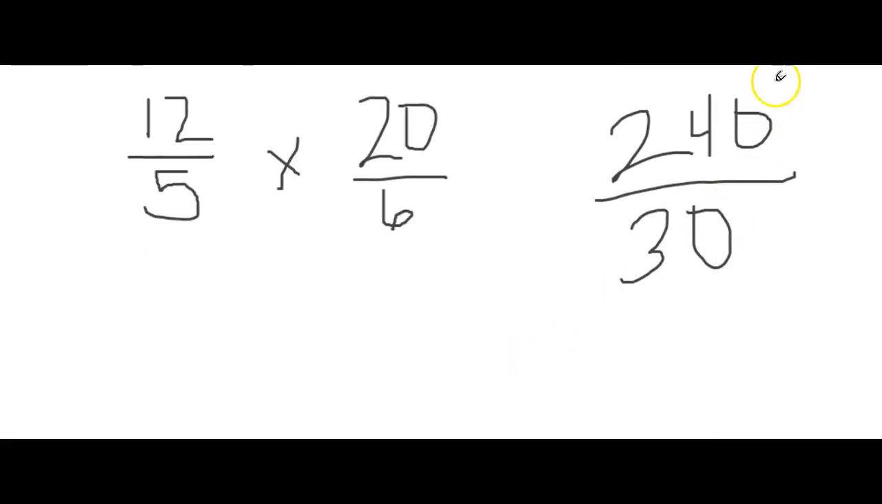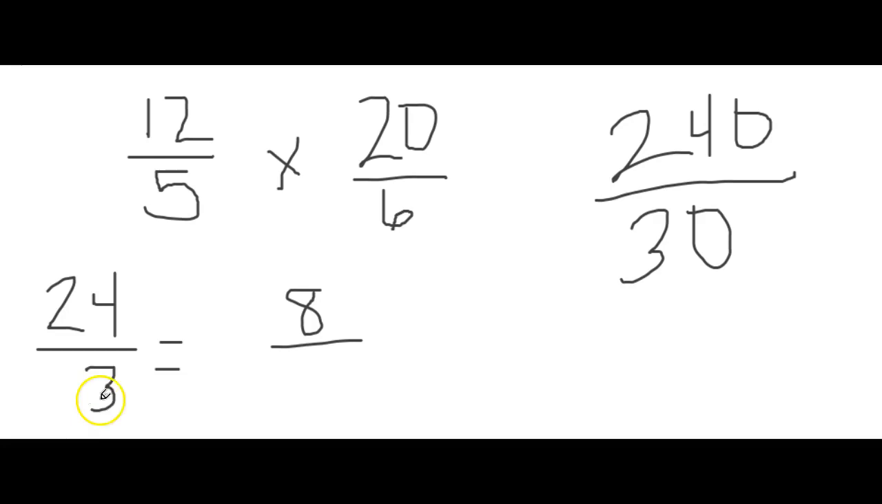Both of these are divisible by 10. Okay? And you can divide this straight out. But if we divide this by 10, to make our math easier, we end up with 24 over 3. And 24 divided by 3, both of these are divisible by 3. 24 divided by 3 gives you 8. 3 divided by 3 gives you 1, making our answer 8.